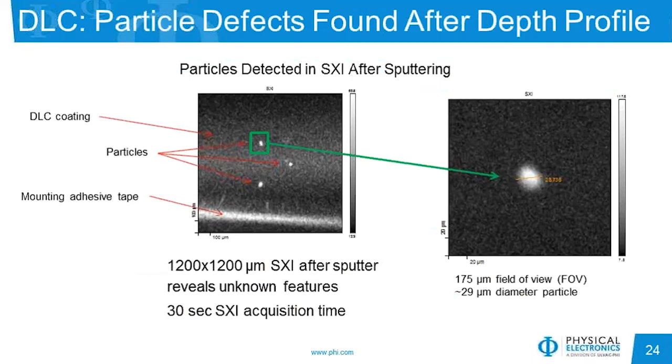And after doing some sputtering to remove the surface layers, we can collect another SXI to see the progress. And one thing that we notice from the SXI after sputtering is that there are several bright particles that show up very easily in the SXI. And these particles are on the order of 25 to 30 microns in diameter. So we can do a point analysis on the particle to understand what that may be.